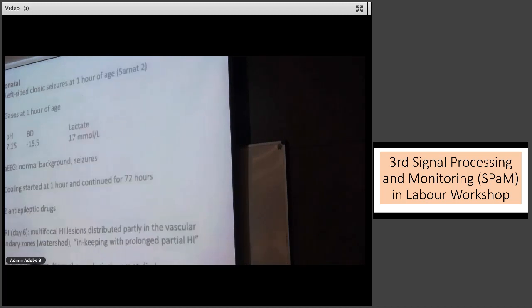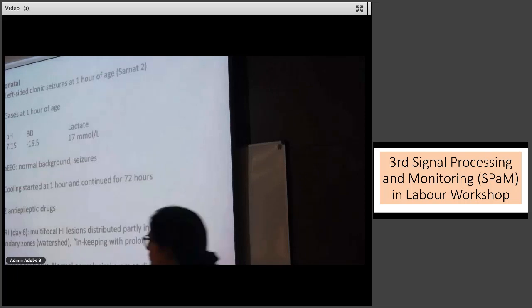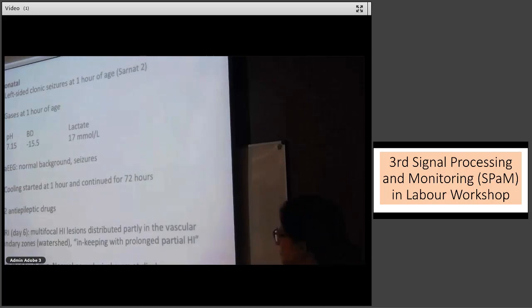Yep. The baby started having focal seizures, so left-sided clonic seizures, and therefore it was categorized as Sarnat 2, but the baby was hypotonic, but not overtly encephalopathic. It's the gas at 1 hour of age, and the lactate as well. The background EEG was normal in terms of the background trace, but there were seizures.